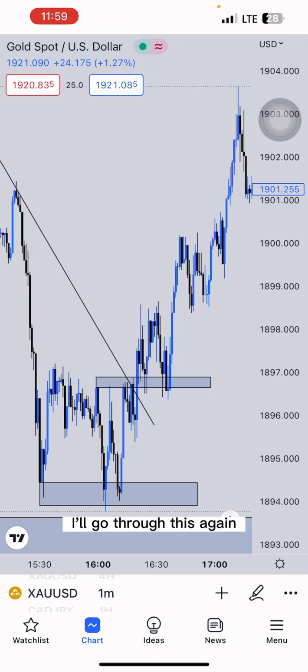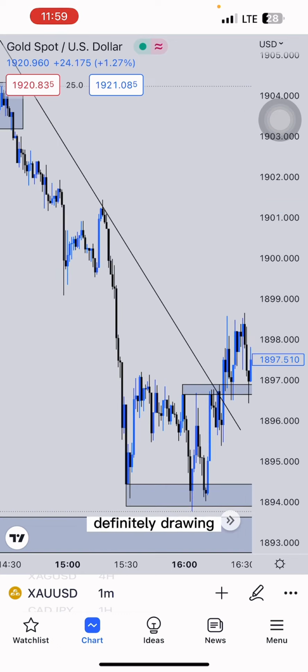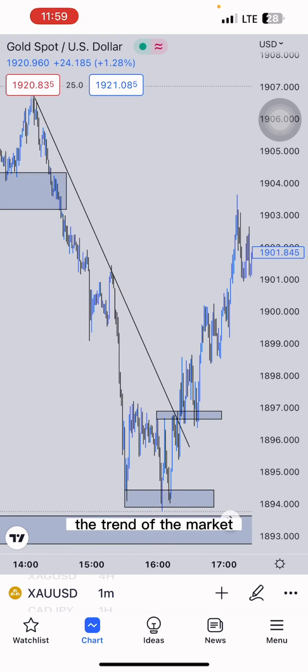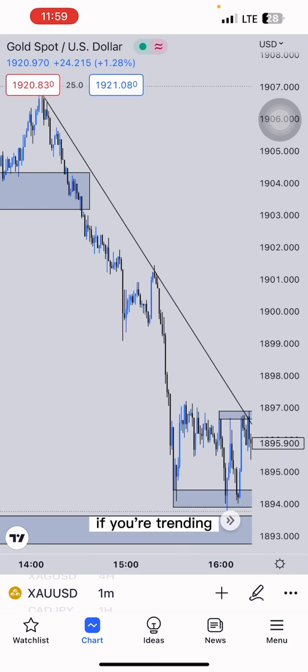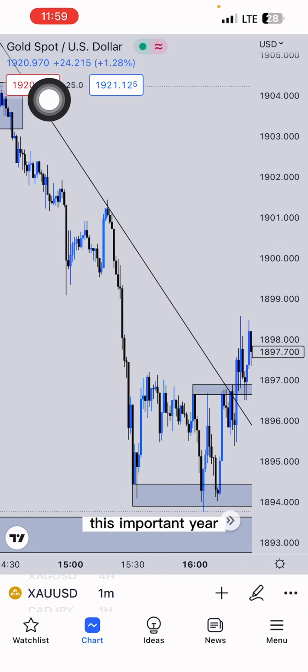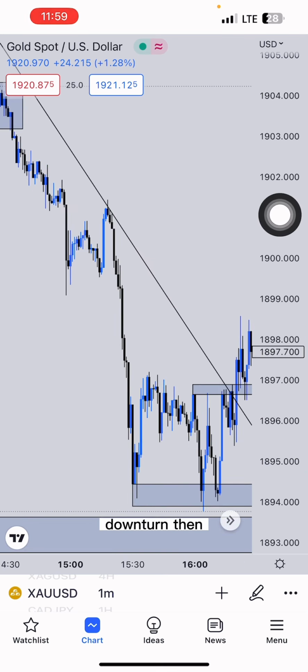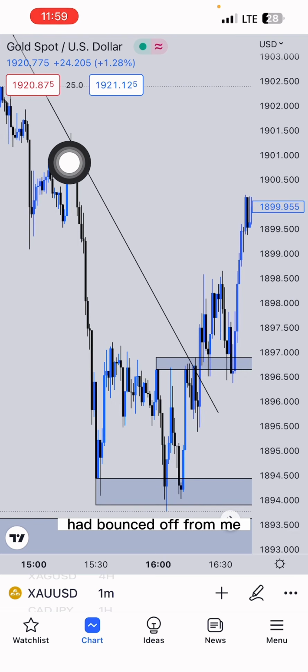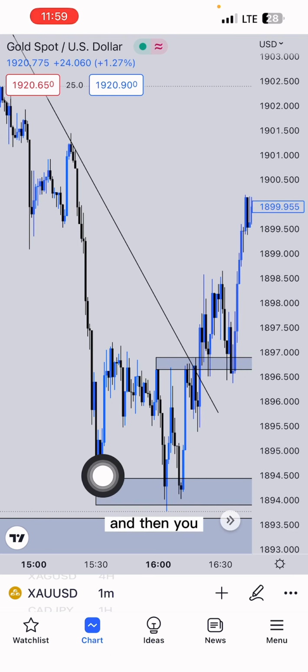I'll go through this again. First thing, guys, what you're doing is definitely drawing the trend of the market. If you're trading with the trend, guys, things become easier. So me, I identified this simple trend here, this small downtrend. Then since price had bounced off from here, it had to shoot down and then try and retrace.